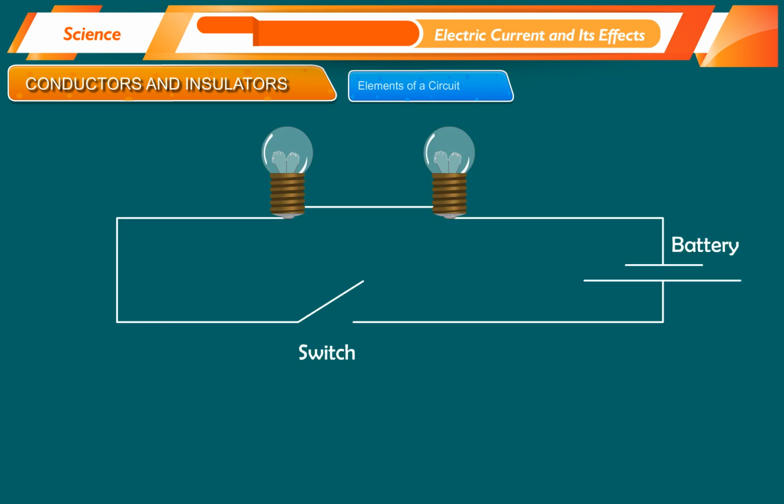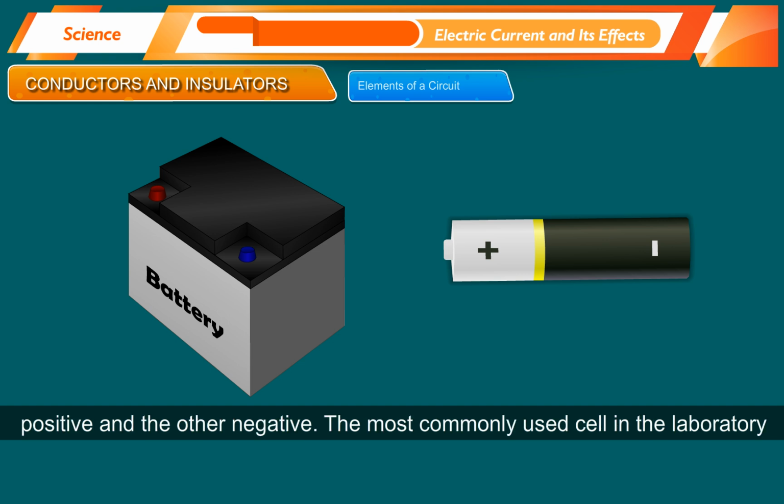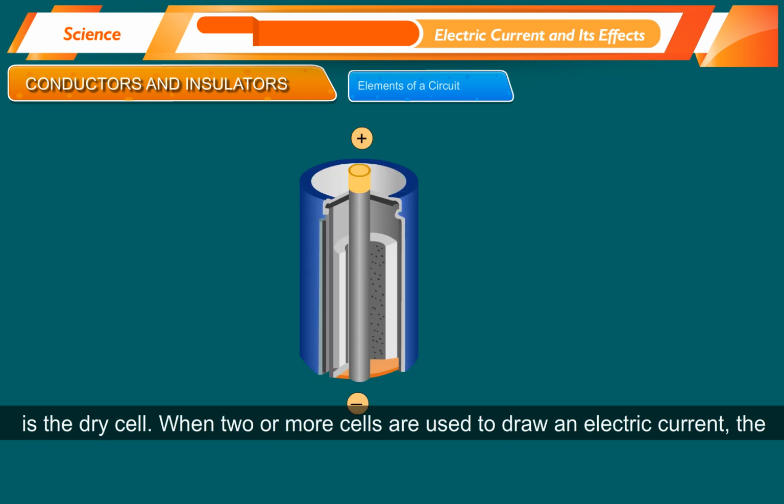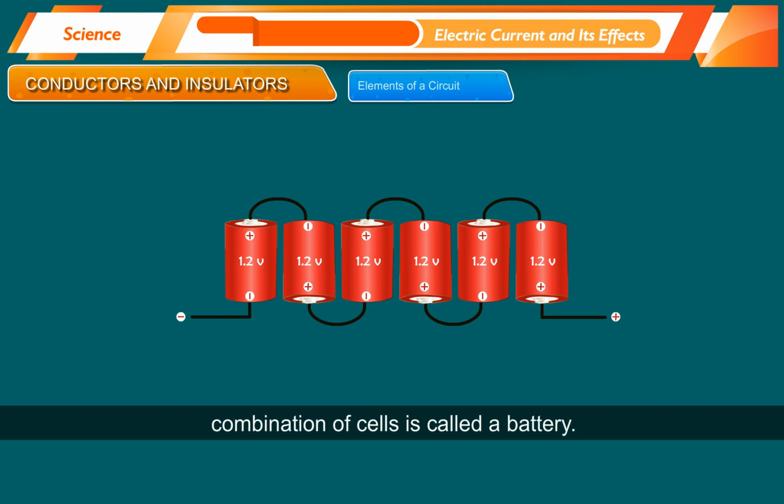Elements of a circuit. Cell or battery. Cell is the source of electric current. It has two terminals, one positive and the other negative. The most commonly used cell in the laboratory is the dry cell. When two or more cells are used to draw an electric current, the combination of cells is called a battery.